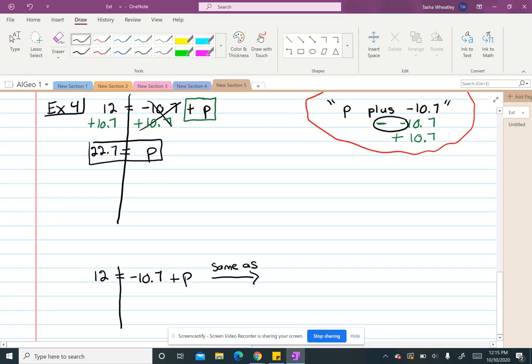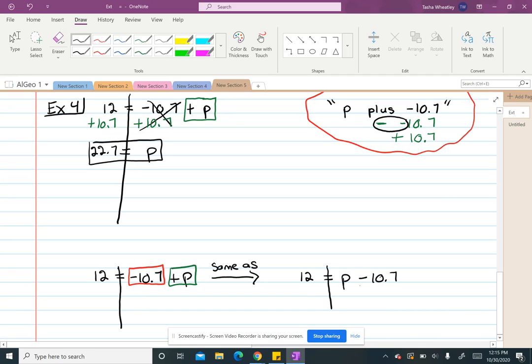But what I want you to know is that this equation is the same as if we were to rearrange it. So obviously our 12 will stay where it's at, equals, and we said we always take the sign in front. So this negative 10.7 is one term, and then positive p is the other term. So if I switch them, just make sure you keep the signs. So then it's really going to become positive p, or just p, minus 10.7.